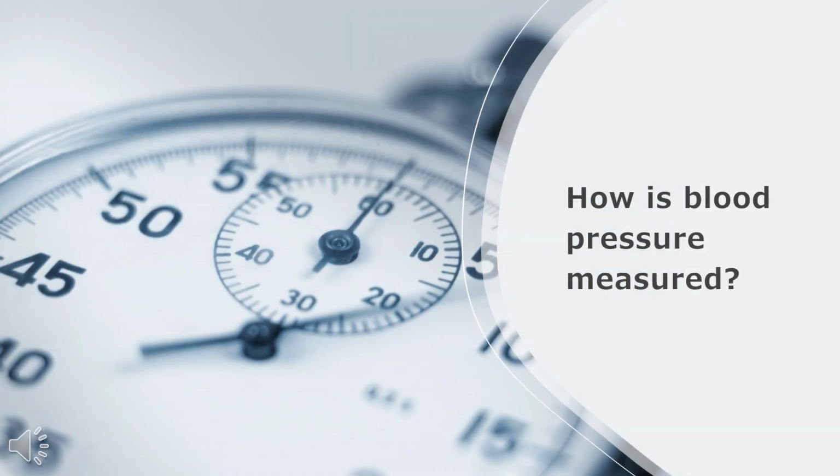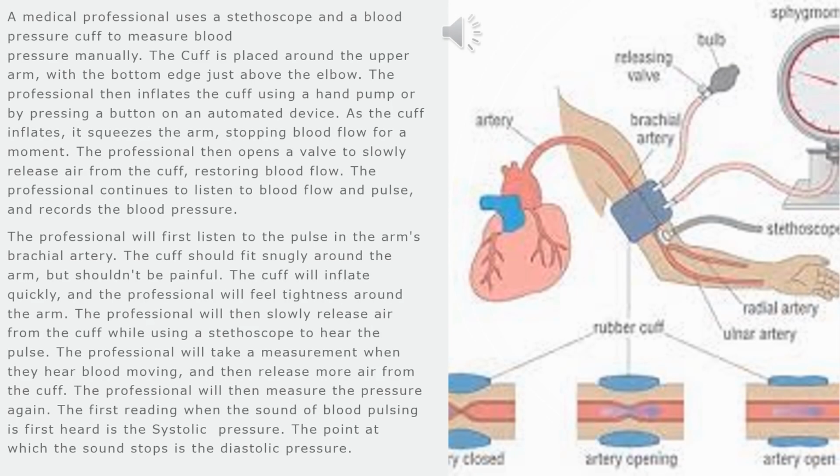How is blood pressure measured? A medical professional uses a stethoscope and a blood pressure cuff to measure blood pressure manually. The cuff is placed around the upper arm, with the bottom edge just above the elbow. The professional then inflates the cuff using a hand pump or by pressing a button on an automated device. As the cuff inflates, it squeezes the arm, stopping blood flow for a moment. The professional then opens a valve to slowly release air from the cuff, restoring blood flow. The professional continues to listen to blood flow and pulse, and records the blood pressure.